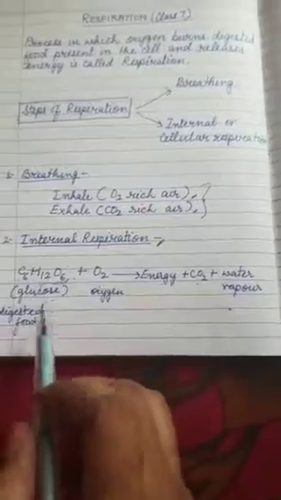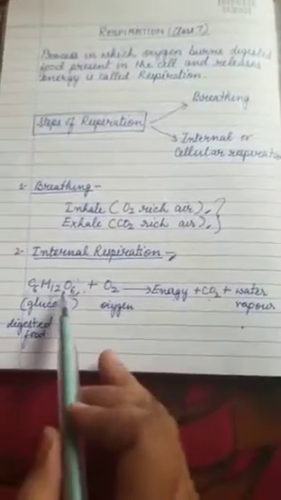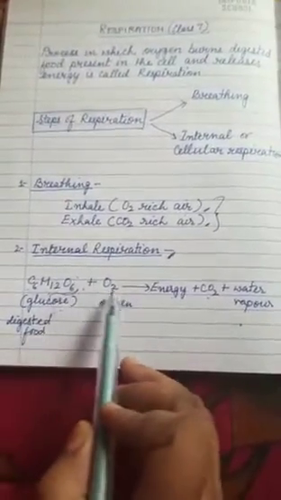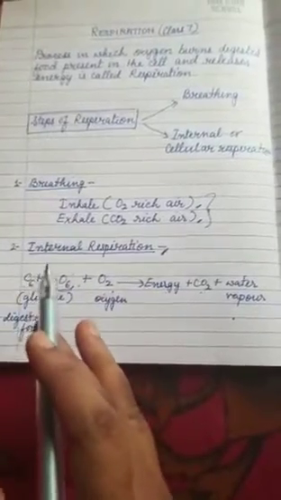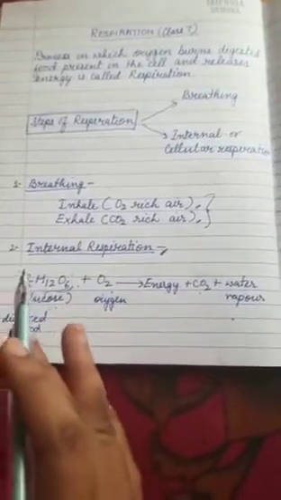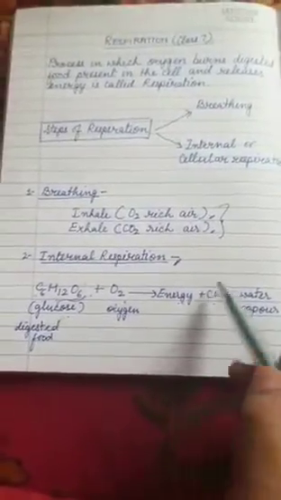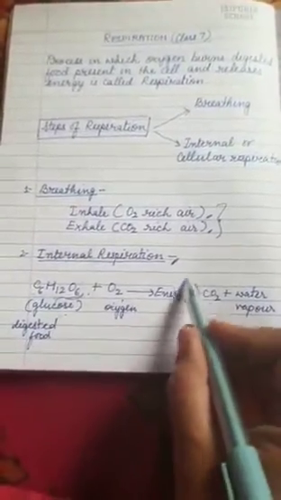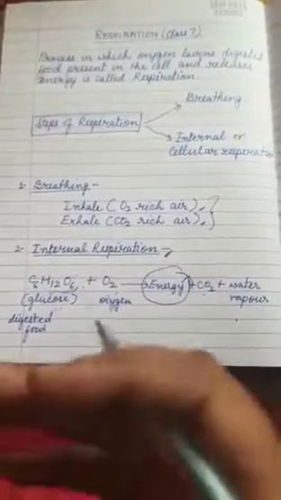This is the formula of glucose. We are representing the process of respiration in a simple equation. This is the glucose, and when it combines with oxygen, the oxygen burns the food. Burns the food means it breaks down the food and releases energy. This energy is used by our body for our daily activities like running, jumping, all these things.